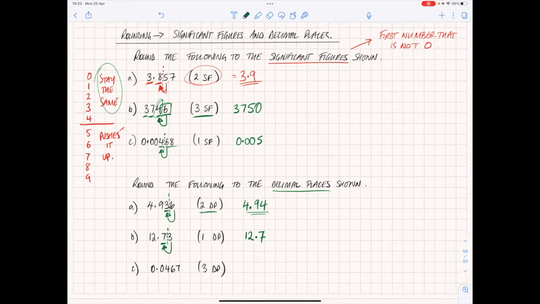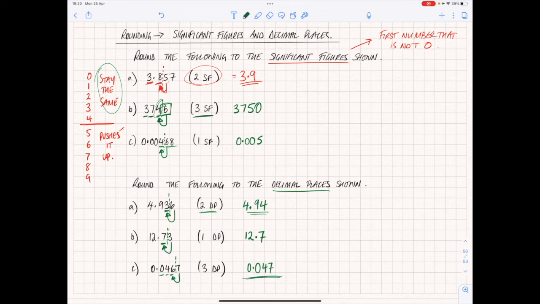And then the final one, 1, 2, 3 decimal places. How does the 7 affect the 6? It pushes it up, so it becomes 0.047. Okay, so there are your 3 bits of rounding.